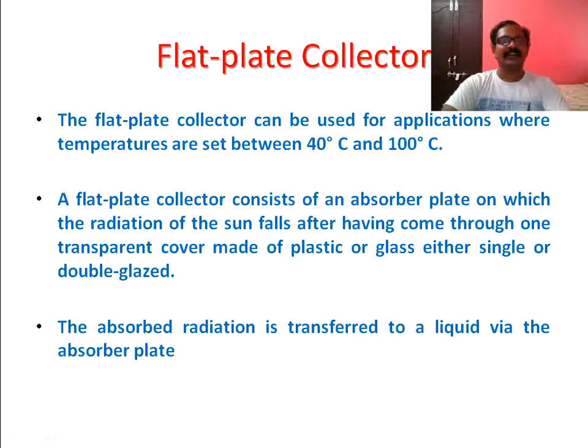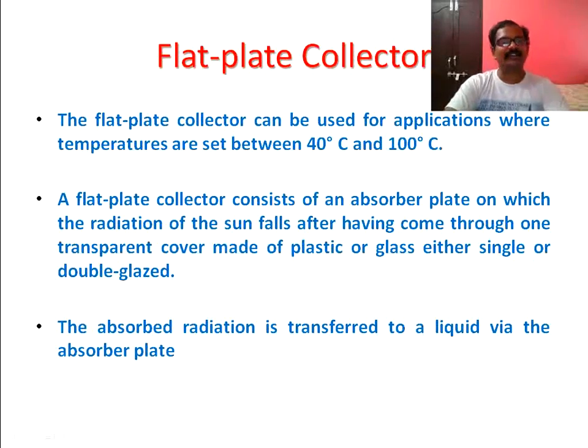And this system consists of 2 main equipments. What are those? A solar liquid flat plate collector, and the other one is a storage tank. The storage tank we already know about, and the main important thing is the liquid flat plate collector. This liquid flat plate collector is used for applications where we require temperatures in the range between 40 and 100 degrees centigrade.